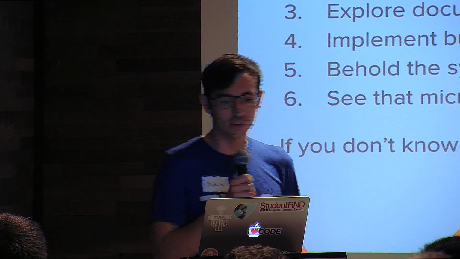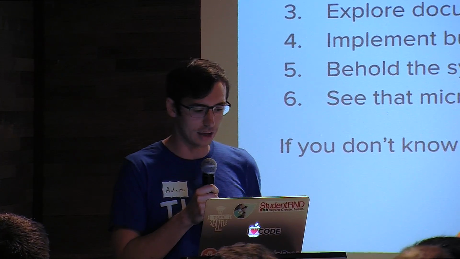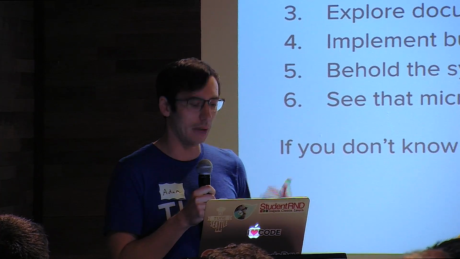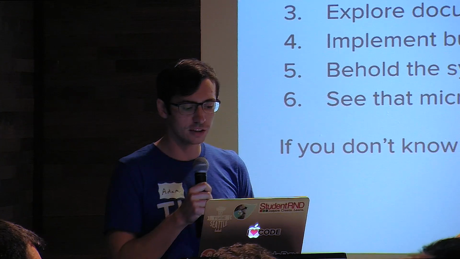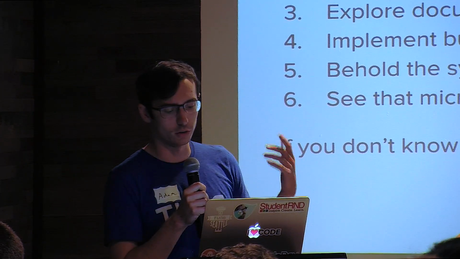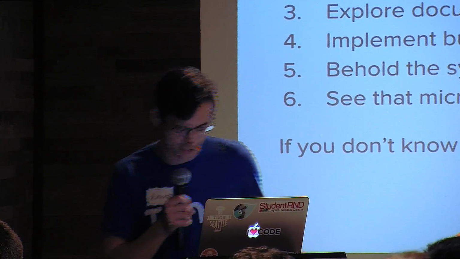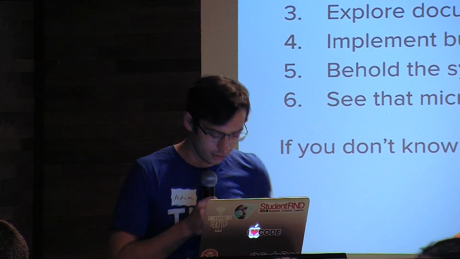So what I'm going to do is define a service with gRPC. I'm going to run our Truss binary on that. We're going to look at the documentation, implement the business logic, behold the system working, and see that microservices are great again. So let's do this.